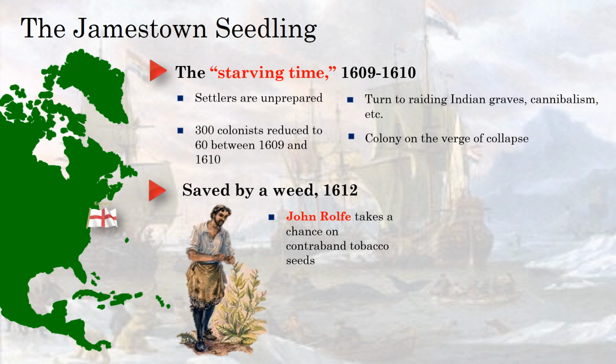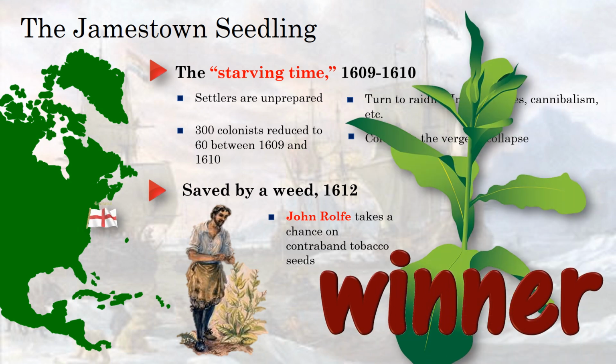But he takes a chance on these tobacco seeds and he plants them in the Virginia soil. And guess what? Turns out to be a winner. Tobacco takes to the Virginia soil. It grows easier than a lot of other places. It's really swampy and you get a lot of rain there. The climate is really favoring the cultivation of tobacco. And so tobacco is what's going to put the colony on a firm financial footing.